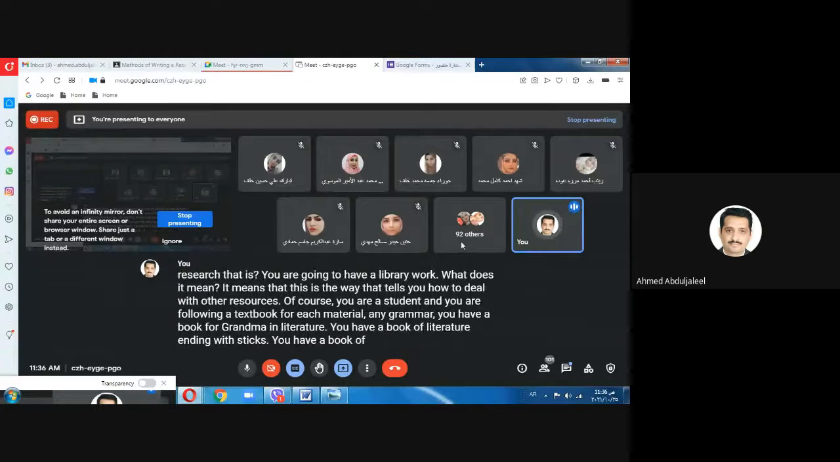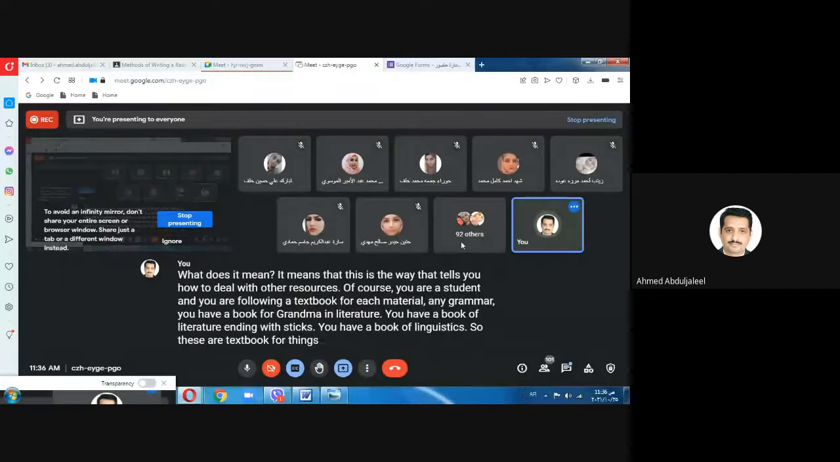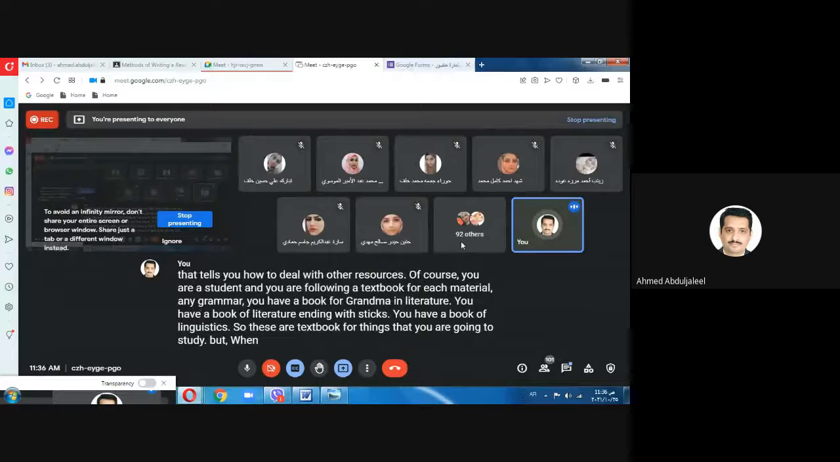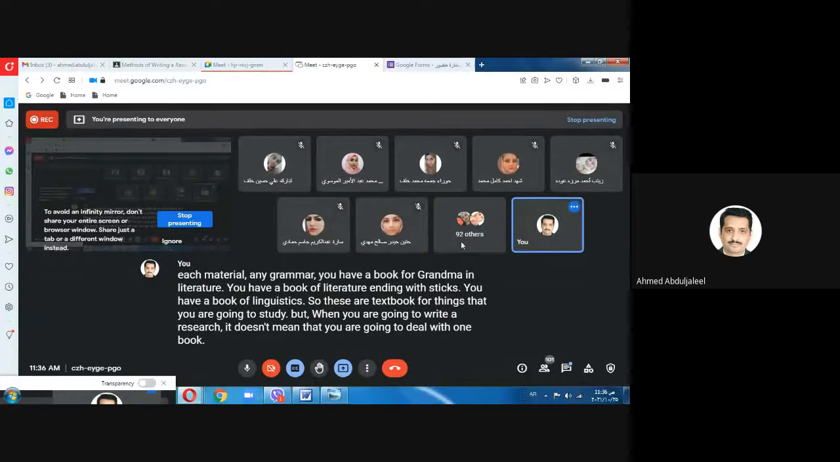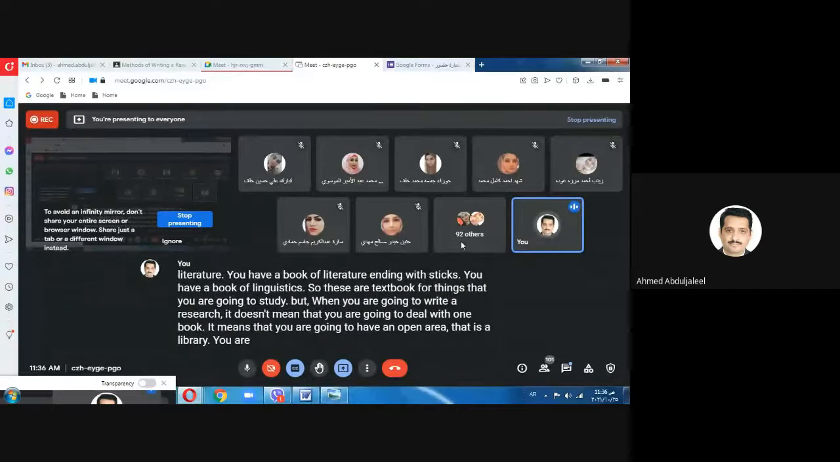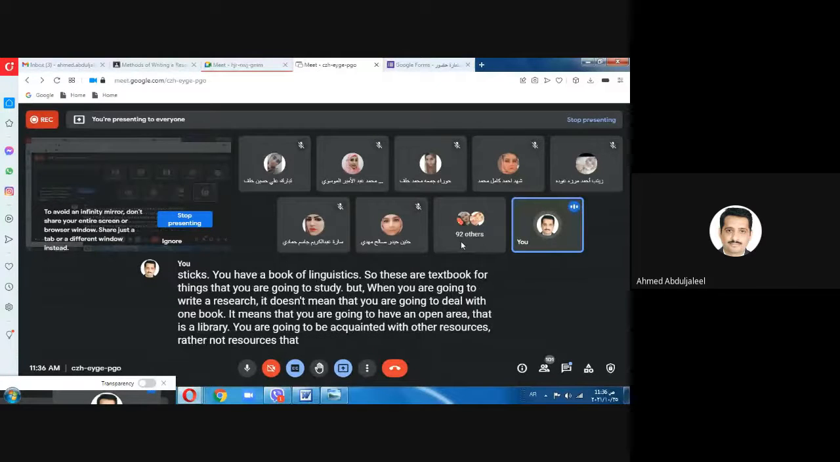So these are textbooks for the things that you are going to study. But when you are going to write a research, it doesn't mean that you are going to deal with one book. It means that you are going to have an open area, that is a library. You are going to be acquainted with other resources rather than resources that you are going to study.